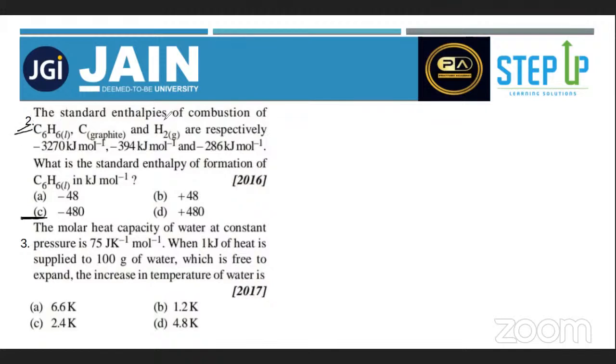So for question number 2, they have given the standard enthalpies of combustion of C6H6, graphite C, and H2, respectively. Now, combustion is basically, I'll write the combustion process for C6H6. It will be C6H6, then we'll have O2 because it's combustion, then it will form CO2 and H2O. If you balance this, it will become 15/2 O2, 6CO2, and 3H2O.